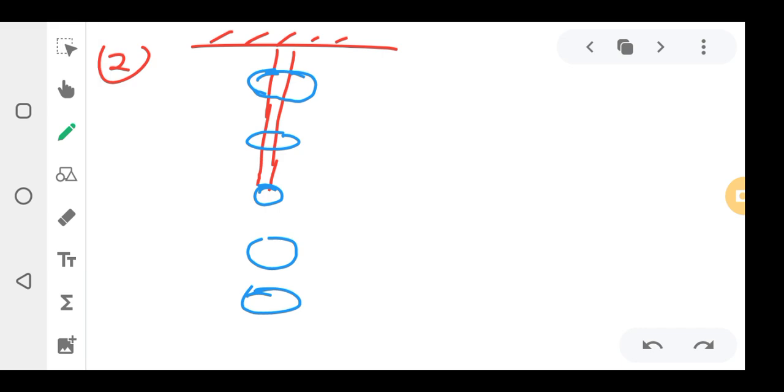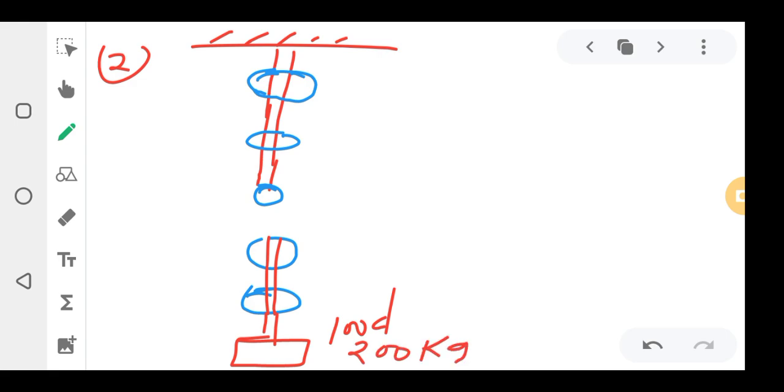Okay, so it goes like this. They're also joined like this. And then they've got a load down here which they are lifting. Okay, this load is, let's say, 200 kgs. If it's kgs, you have to convert to newtons by multiplying by 10.